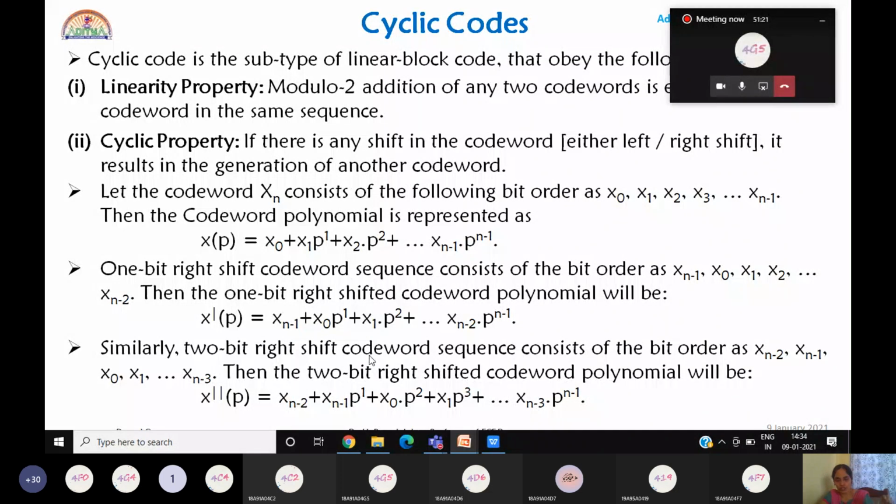Now, if you process the same till n bits are right shifted, once n bits are right shifted, automatically you will get the original order because the code word consists of n number of bits. If you undergo a single shift, xn minus 1 will come as the LSB bit. Similarly, after 2 shifts, xn minus 2 will come as the LSB bit. Like that, if you right shift for n number of bits, then you will get the same bit order, that is from x0 to xn minus 1 with x0 as the LSB bit and xn minus 1 as the MSB bit.